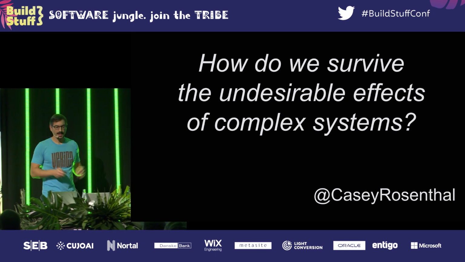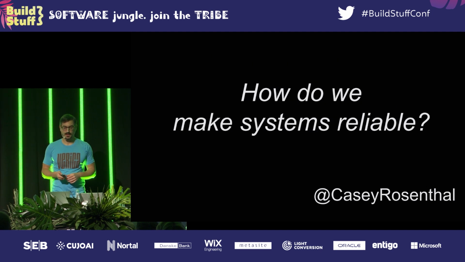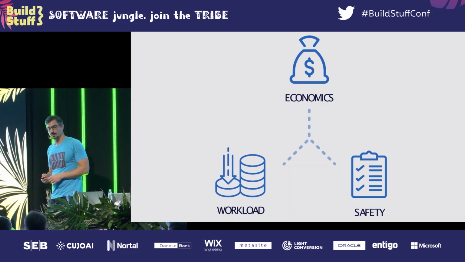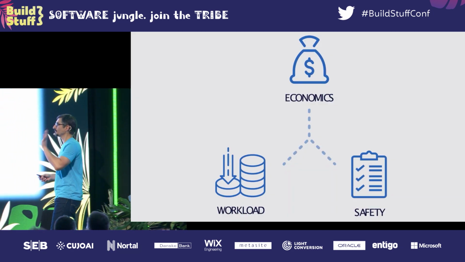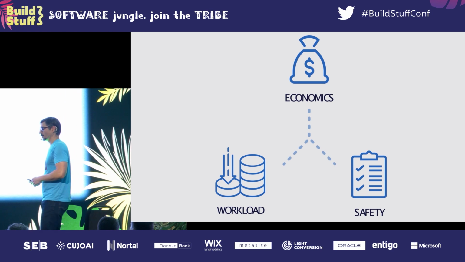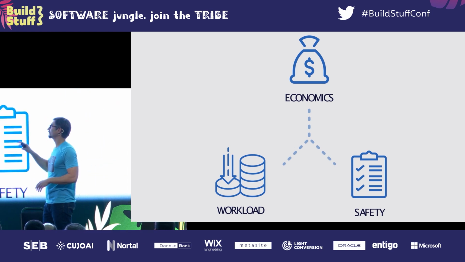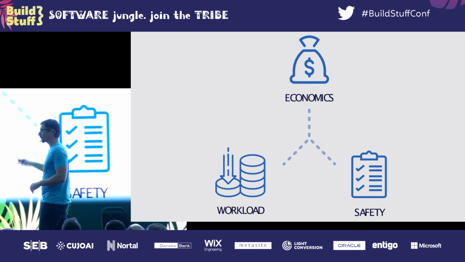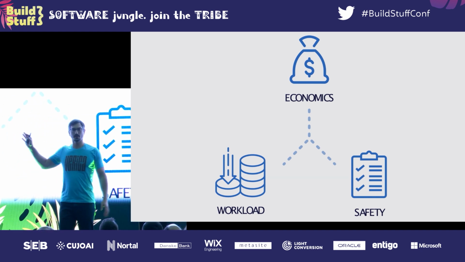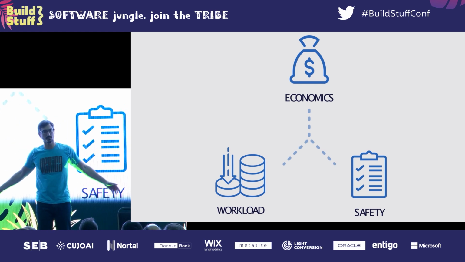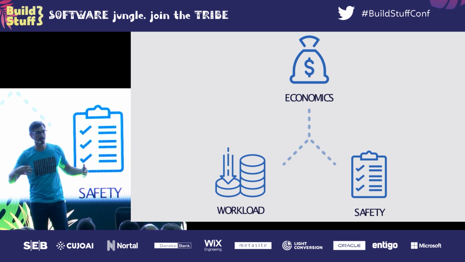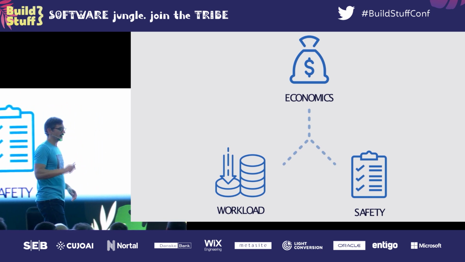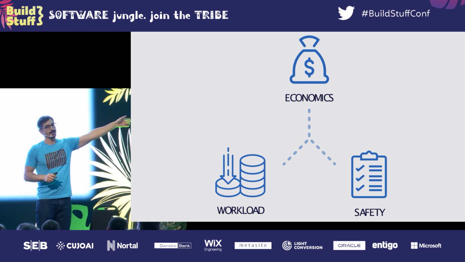And that's generally what chaos engineering seeks to address. So how do we survive these undesirable effects of complex systems? Or an easier way to ask this is, how do we make systems reliable? There's this model by someone named Hans Rasmussen, where you have three pillars, right? Economic, workload, and safety. And imagine you're in the center and you've got rubber bands that attach you to these three pillars. And so if you stray too far from one of the pillars, the rubber band snaps and it's game over for you. Implicitly, engineers operate within this triad.